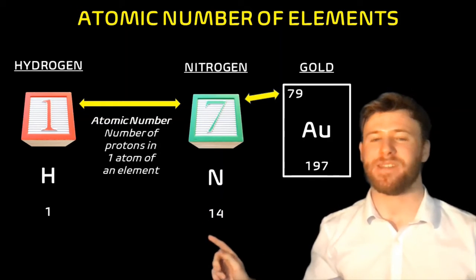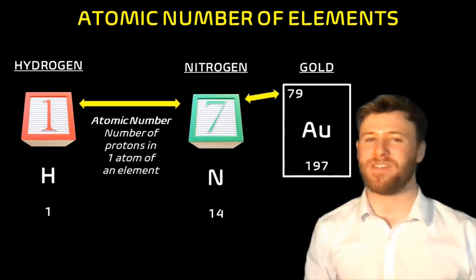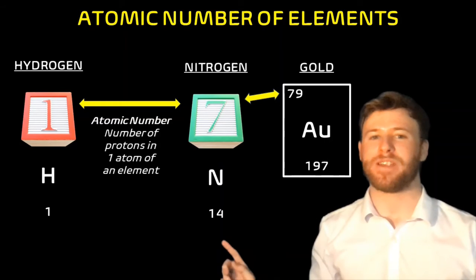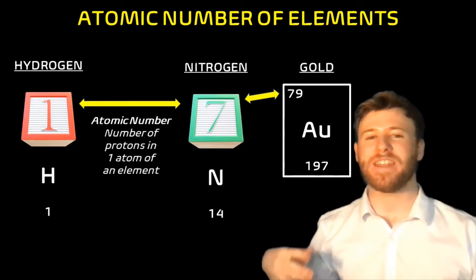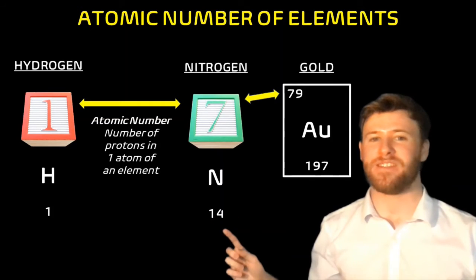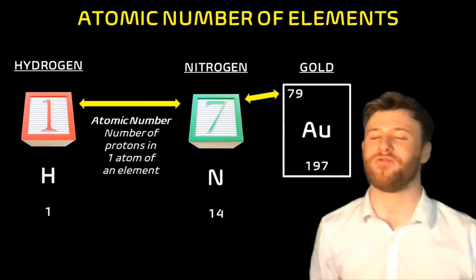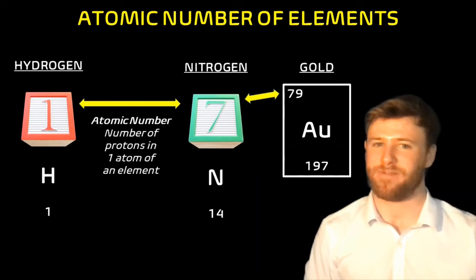So this mass number of 14 tells us that together, if we were to add up the amount of protons and neutrons in nitrogen, we'd get 14. So we can easily calculate the amount of neutrons in nitrogen by doing 14 take away the 7 protons, meaning there must also be 7 neutrons in this one here.